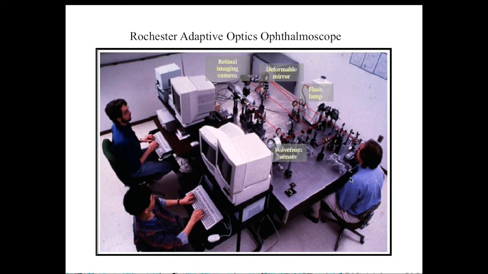It's gotten better and better over the years, and this is for imaging using adaptive optics in order to image the back of the eye. Here's the deformable mirror. Here's the camera that does the imaging. Here's the Shack-Hartmann wavefront sensor and so forth. And this is what things looked like back in the day. This is what computers used to look like.